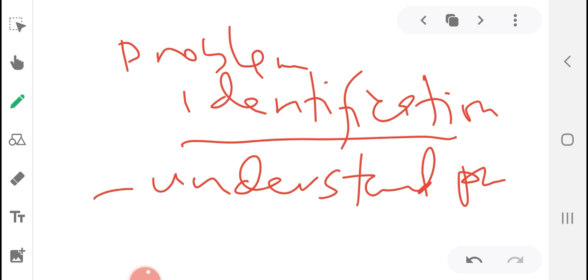So you don't just go and solve a problem. You have to have a meeting. We call it a steering committee meeting. You sit with managers and employees, then you identify and say that there is this problem and this actually is a problem.